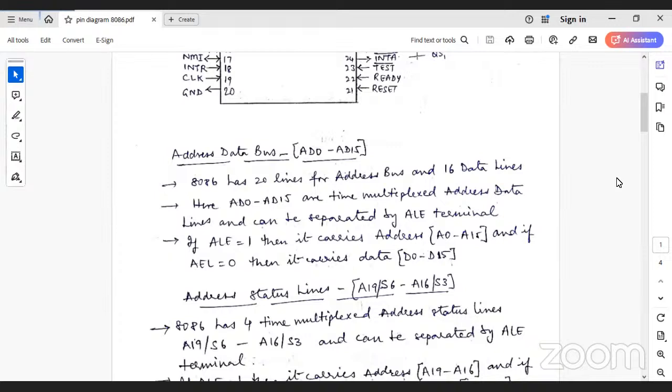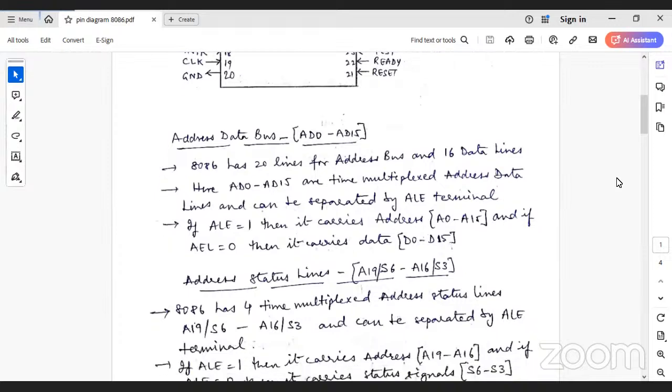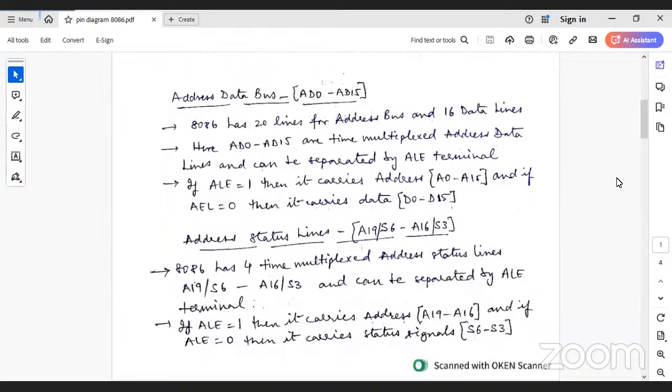So one by one, already I have mentioned there, the 8086 has 20 lines for address bus and 16 data lines, but AD0 to AD15 are time multiplexed address data lines. So AD stands for address data lines, and it can be separated. I said for a small interval of time, it is used as address, and it is also depending upon the address latch enable signal. So whenever that address latch enable is 1, then it carries the address, and if it is 0, it carries the data. Now this address latch enable has got one more function, that is with your address status lines.